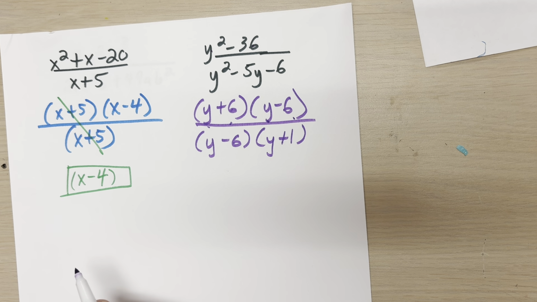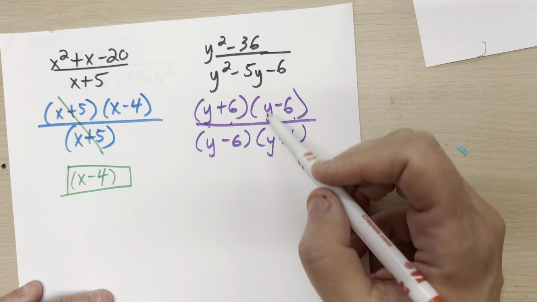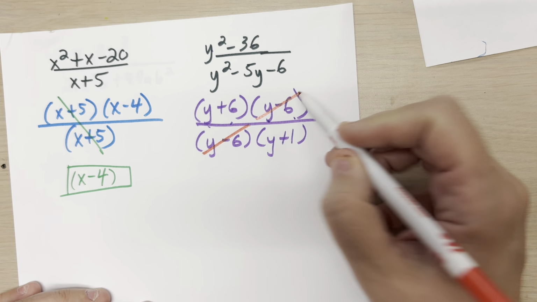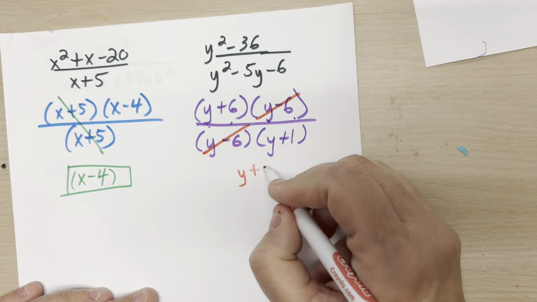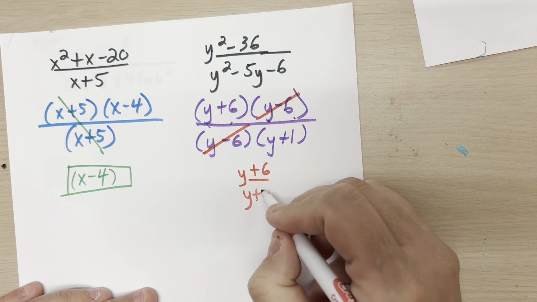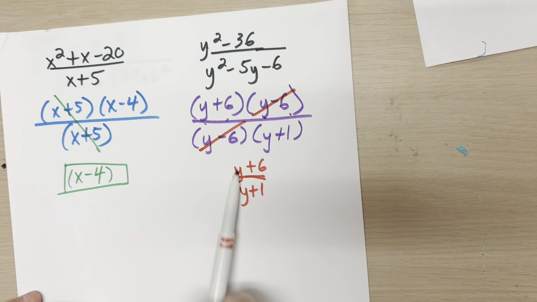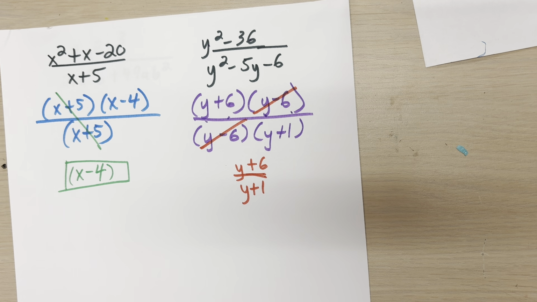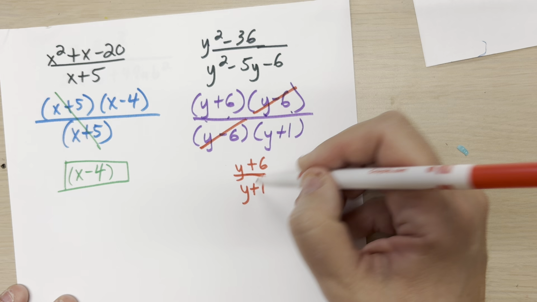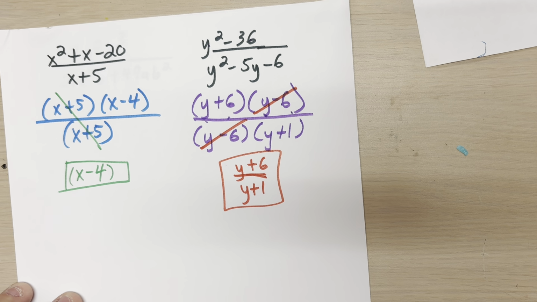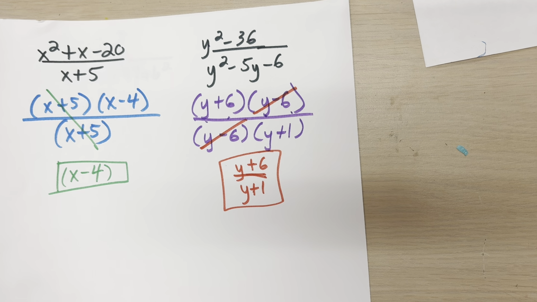Now the fun part, if there's anything that's exactly the same on top and bottom, you can go ahead and cancel it out. So look at this. I am left with y plus 6 over y plus 1. Now, I hope you're not thinking, oh, that cancels out and it's 6. No, absolutely not, because this is a binomial over a binomial. Okay, one more.